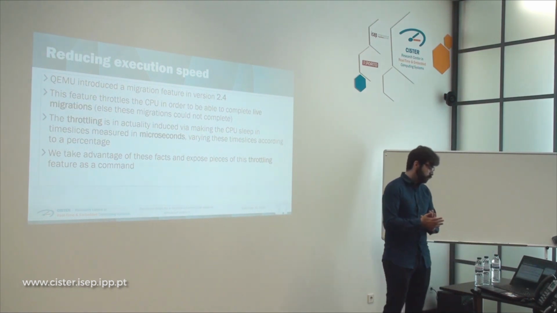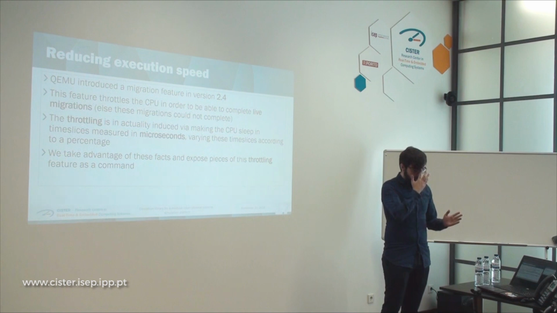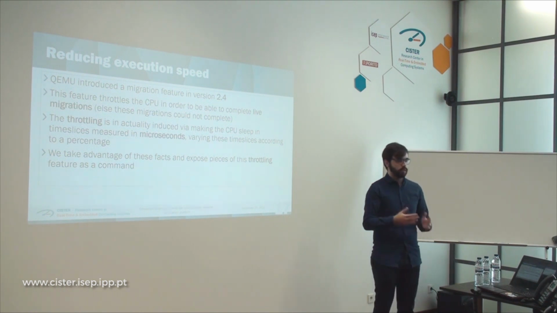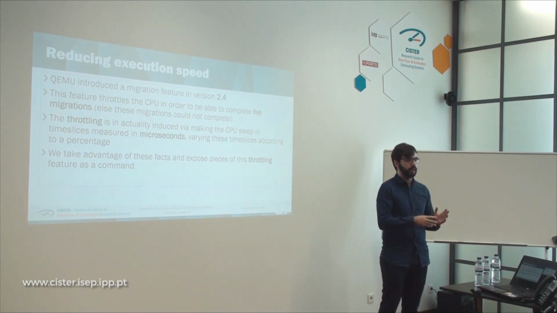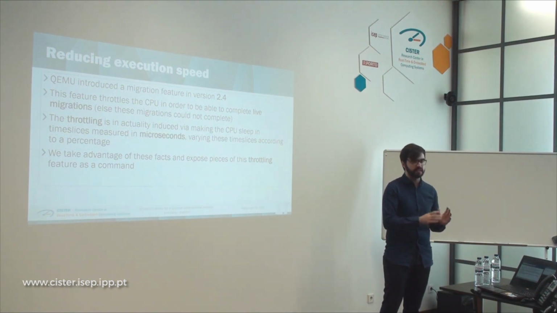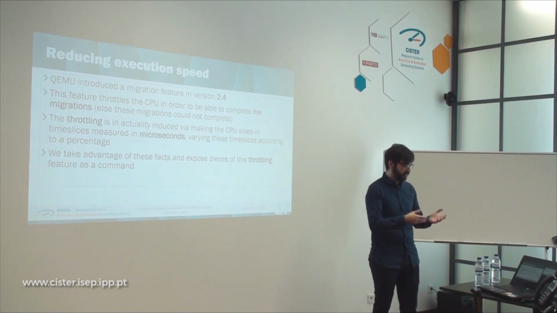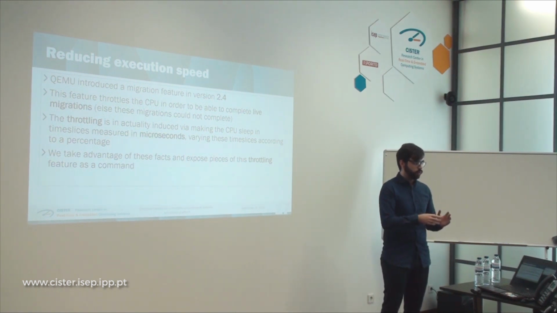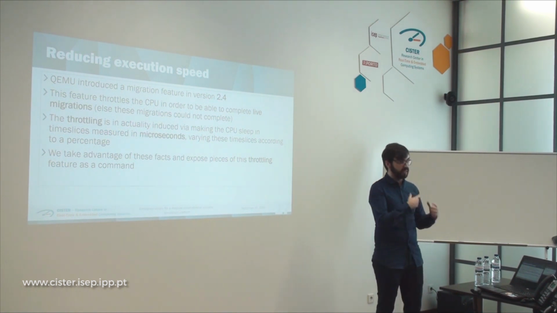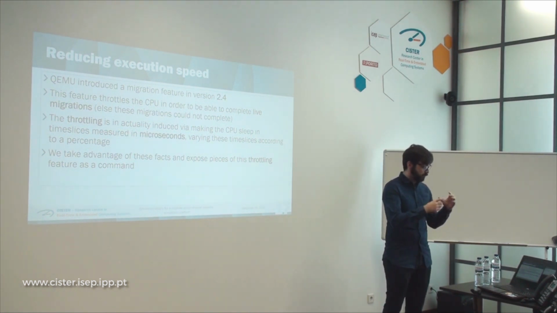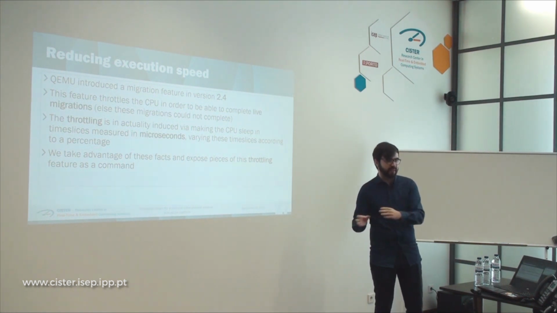Okay, so in order to complete migrations, the feature has to throttle the CPU, because live migrations are migrations made with the machine still executing. So if you don't reduce the execution speed of the CPU, the memory might get overwritten in the machine that you want to migrate faster than you can copy it to the second machine.